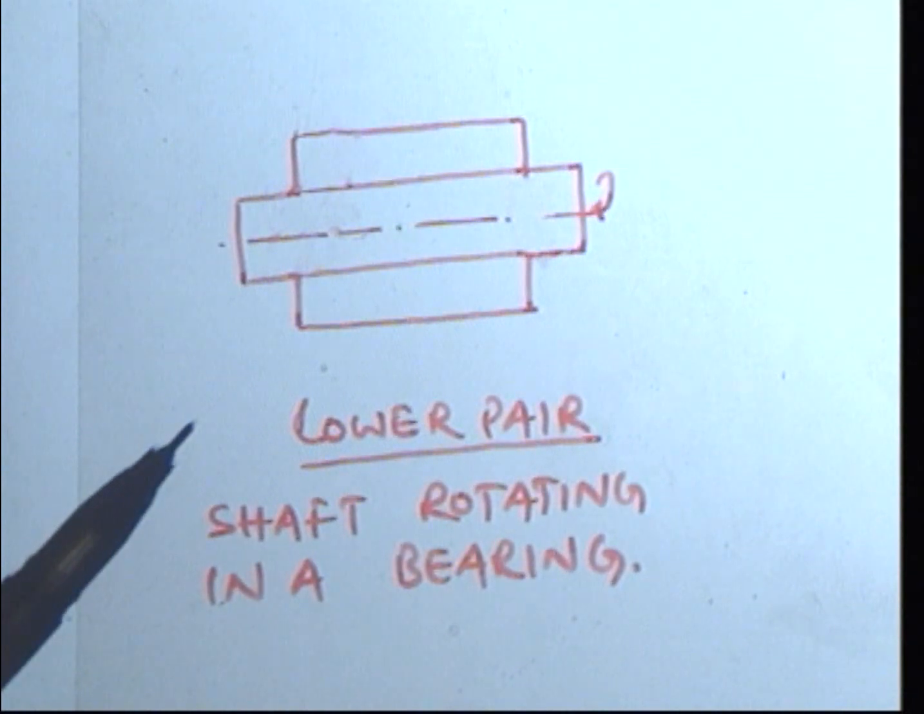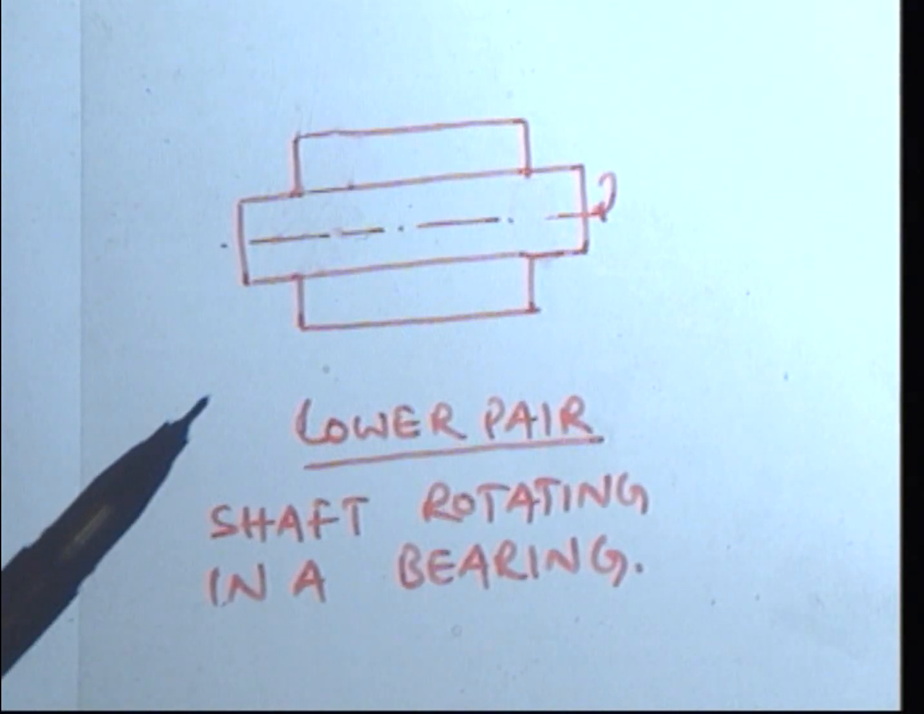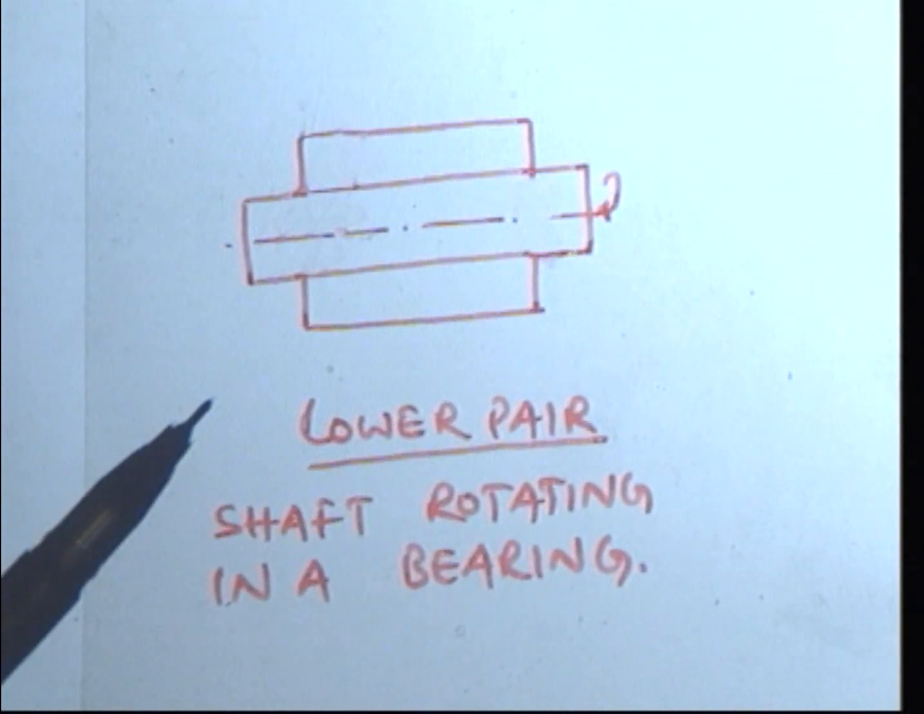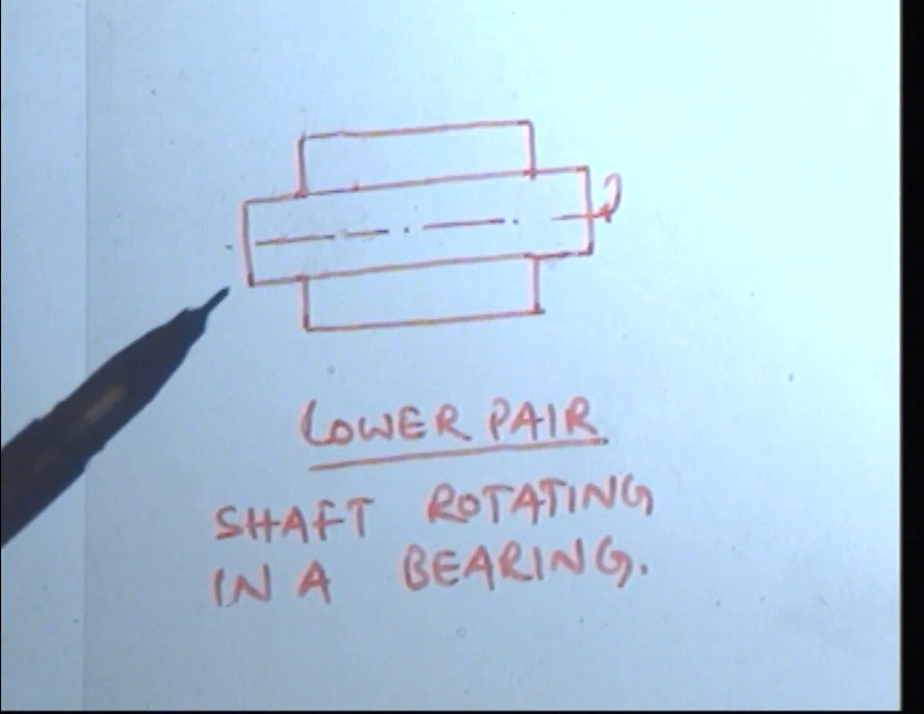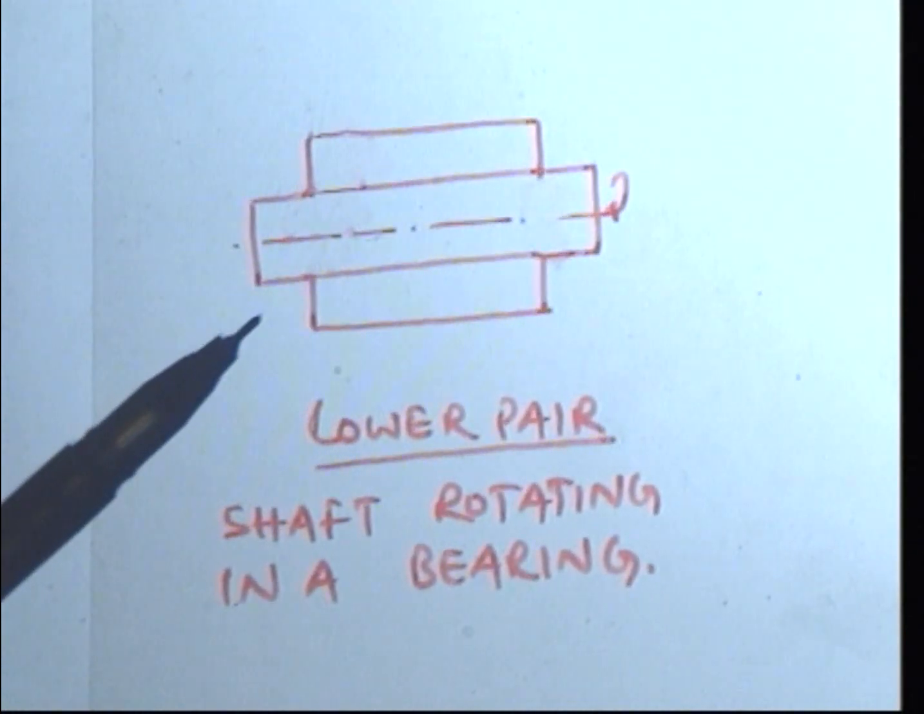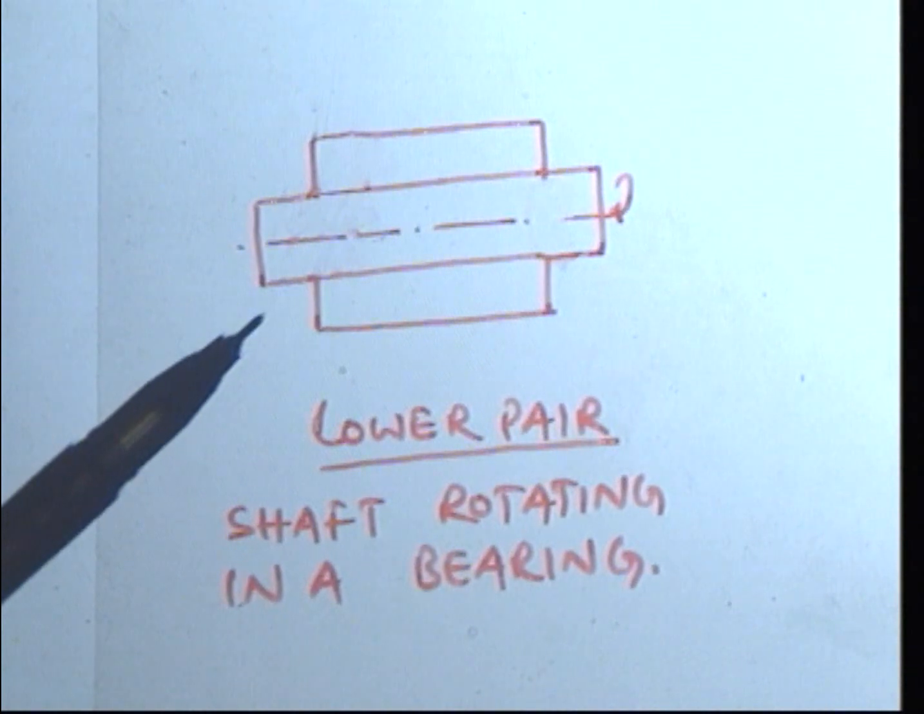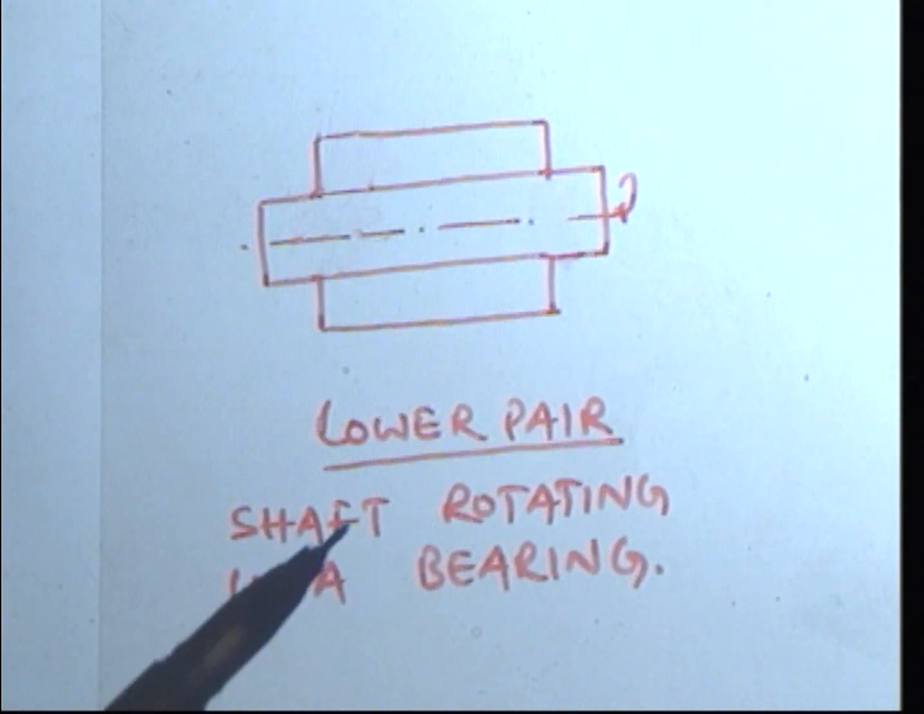To quote an example, a shaft revolving in a bearing. This is a shaft rotating in a bearing. This stands as an example for a lower pair.